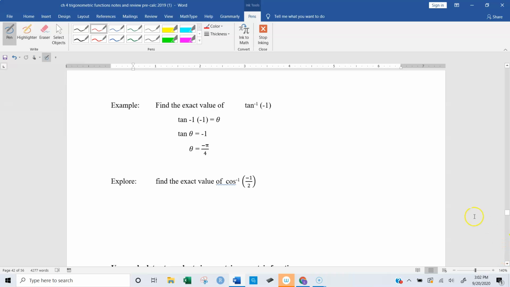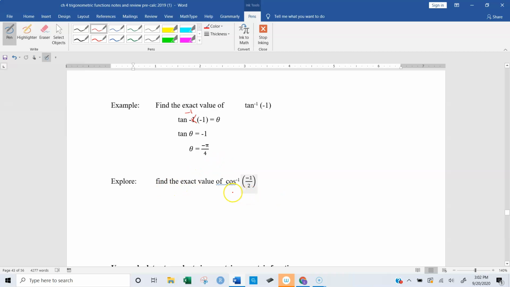All right, when you have this, this is not supposed to say that. It's supposed to say to the negative 1 power. Sorry about that. So the inverse tan of negative 1 equals theta. I'm thinking, when does the tan of theta equal negative 1? Well, I know it's negative 1 at pi over 4 when the pi over 4 is negative. So we're going down because tangent's negative in the fourth quadrant.